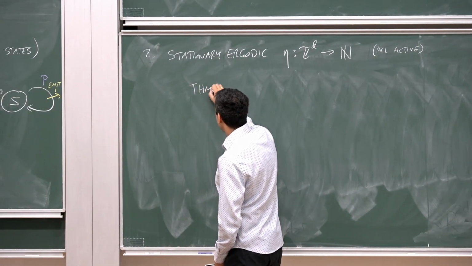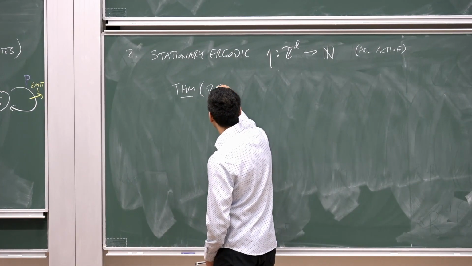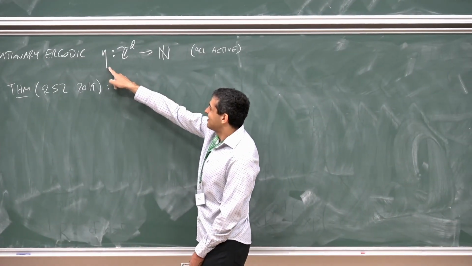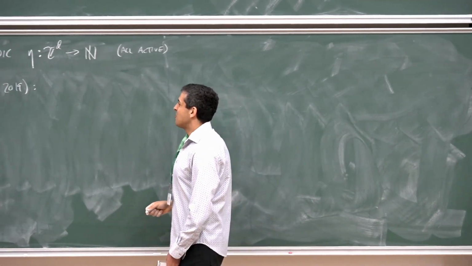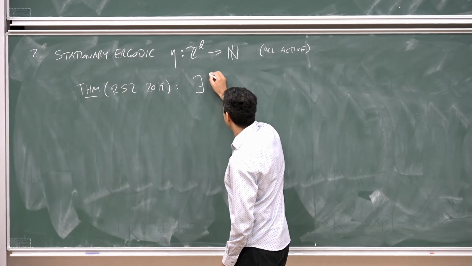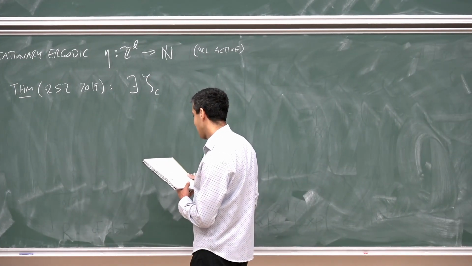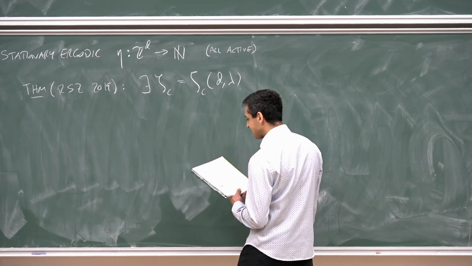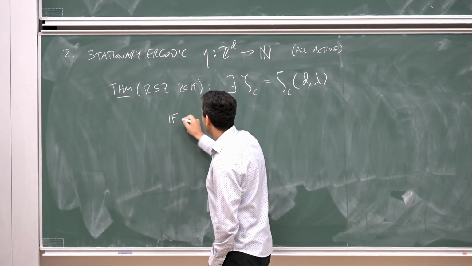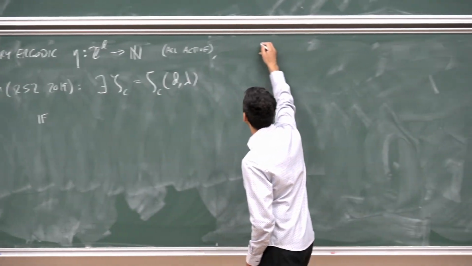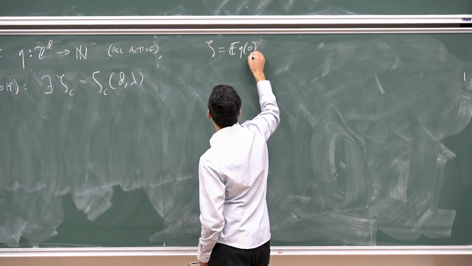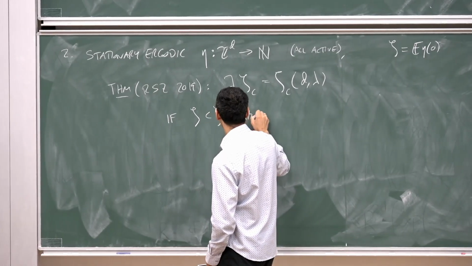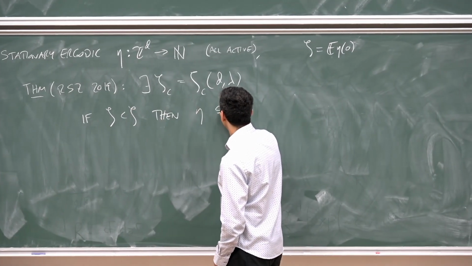And so here there's a theorem of Rolla, Sidoravicius, and Zindy about what happens if you try to stabilize such an eta with activated random walk. So there exists a critical zeta_c, depending on the dimension and the sleep rate, such that, let's call zeta the mean number of particles per site. So if zeta is less than zeta_c, then eta stabilizes almost surely.